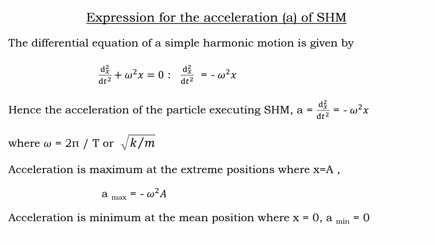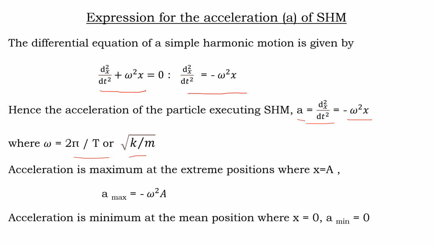Expression for the acceleration of a simple harmonic motion. The differential equation of a simple harmonic motion is given by d square x by dt square plus omega square x equal to 0, or d square x by dt square is equal to minus omega square x. Therefore, the acceleration of a particle executing the simple harmonic motion, A, is equal to d square x by dt square, and it can be written as minus omega square x, where omega is equal to 2 pi by T or root of k by m.